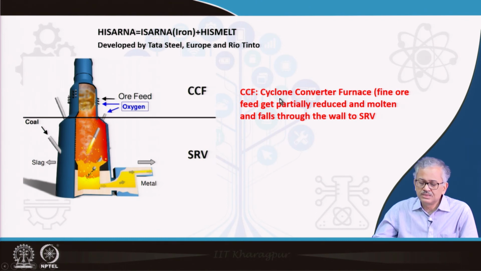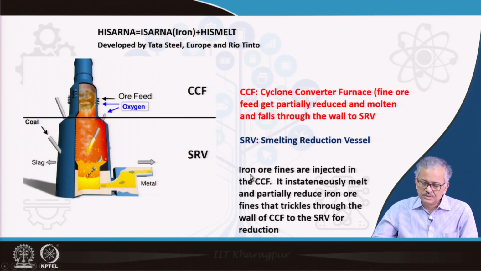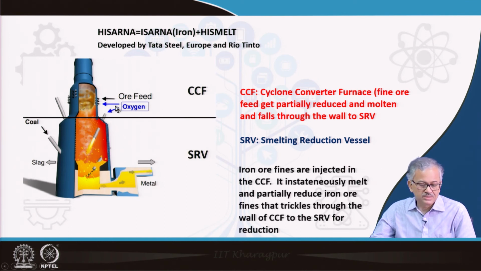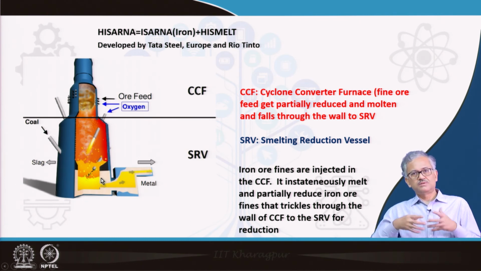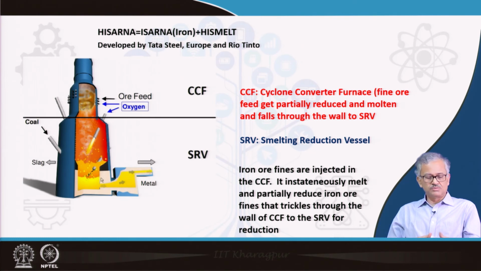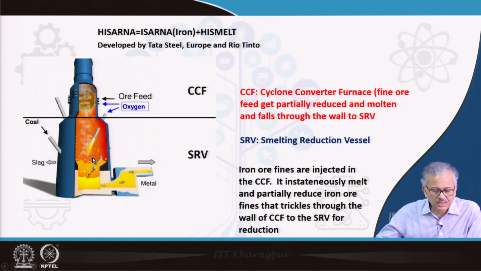So CCF is basically the cyclone converter furnace. The fine ore gets partially reduced and molten and falls through the wall to the SRV. SRV is the smelting reduction vessel. So iron ore fines are injected in the CCF. As I say, it is not into the SRV. It instantaneously melts and partially reduces iron ore fines, which trickle through the walls of the CCF to the SRV for further reduction. And the rest of the reduction takes place in liquid state in the SRV. And then the metal, here is the slag and the metal is collected at the bottom, and then you can tap it out.